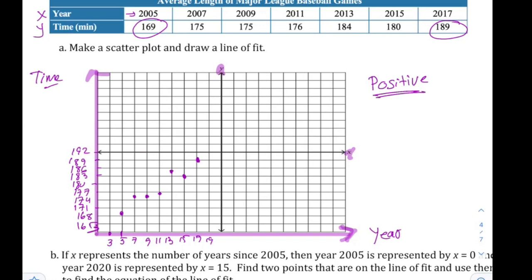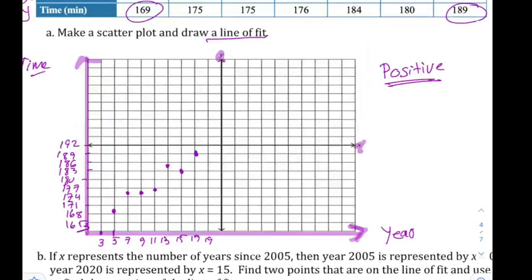Good. And we will now draw a line of fit. So let's try our best to draw a line of fit. The line of fit here, we can pass somewhere like this. I think it's a good one here. Okay, almost there. This is a line of fit.